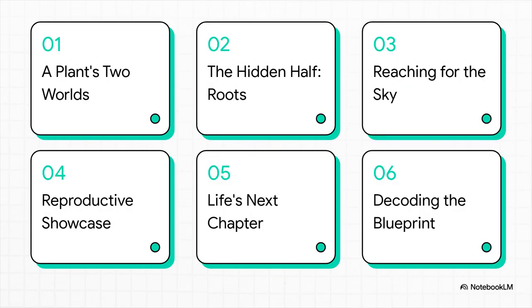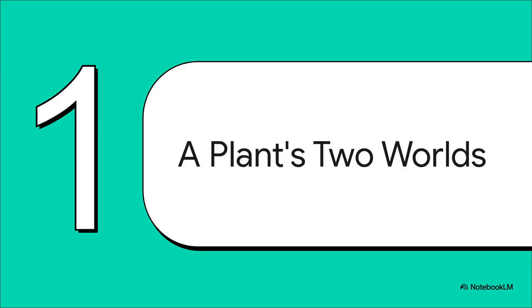All right, so here's our game plan for this explainer. First, we'll look at the two worlds every plant lives in. Then we'll dig into the roots. After that, we'll reach for the sky with the stem and leaves, check out the flower, understand the fruit, and finally, we'll learn how botanists decode the whole blueprint. Let's get into it. Okay, let's dive right in.